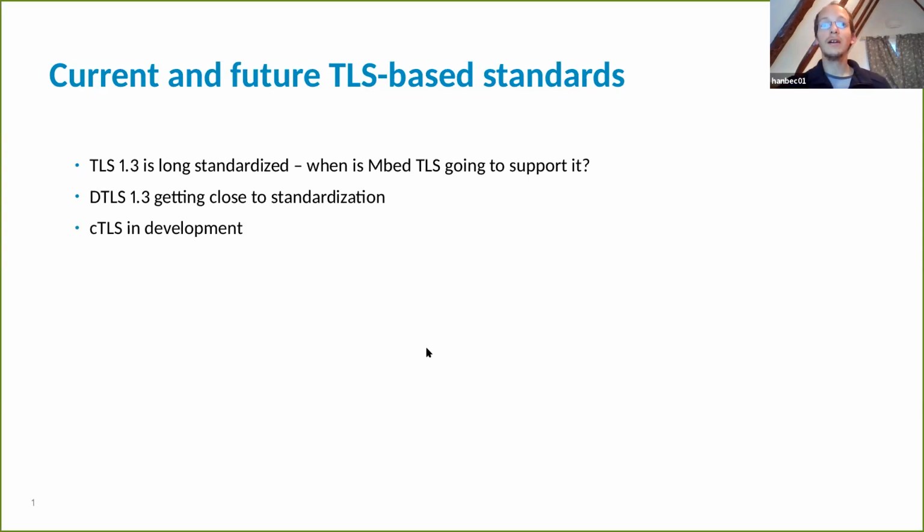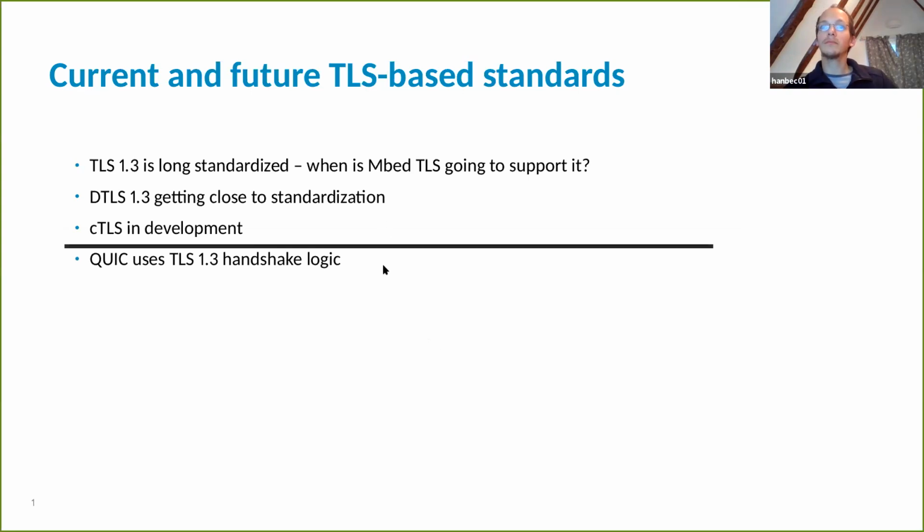Then there's an even younger draft. It's called CTLS for compact TLS. The goal of that is to reduce the size of TLS on the wire while keeping the handshake logic, to make it more competitive, in particular with ad hoc. And then, of course, we have QUIC as a replacement of TCP, which reuses the TLS 1.3 handshake logic.